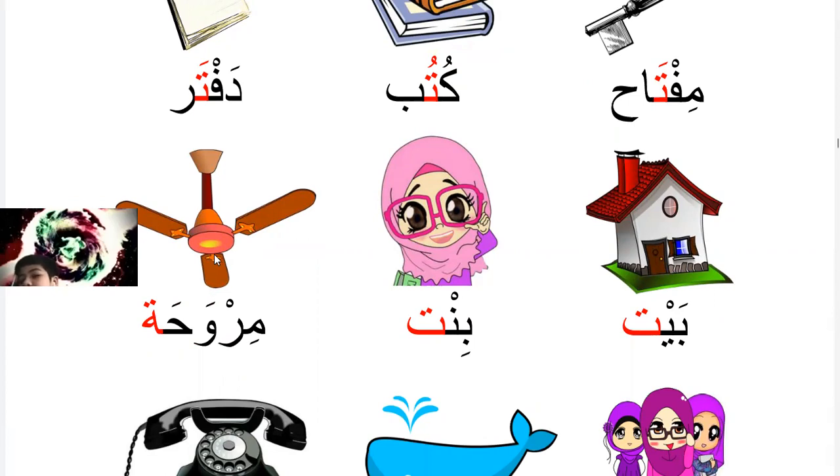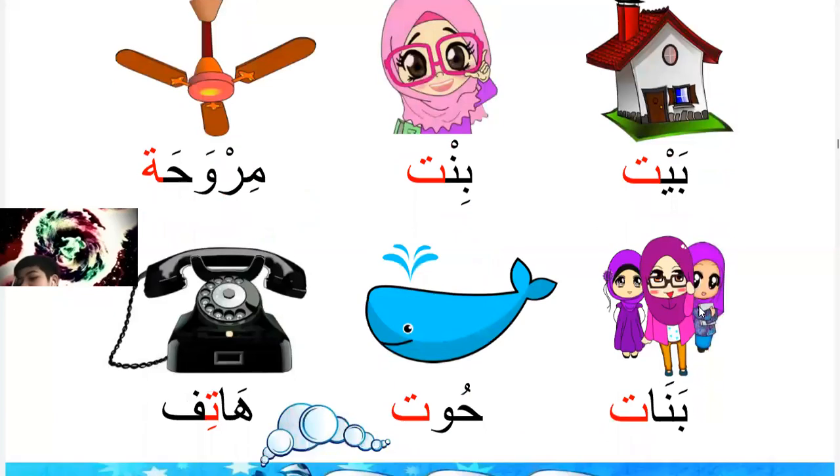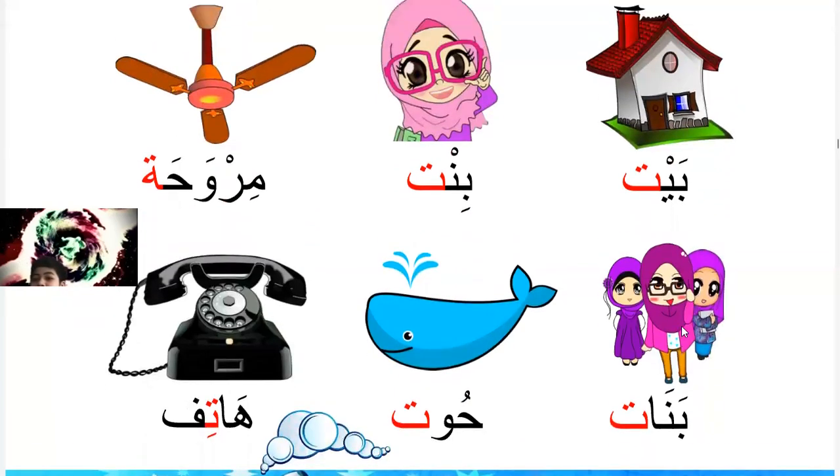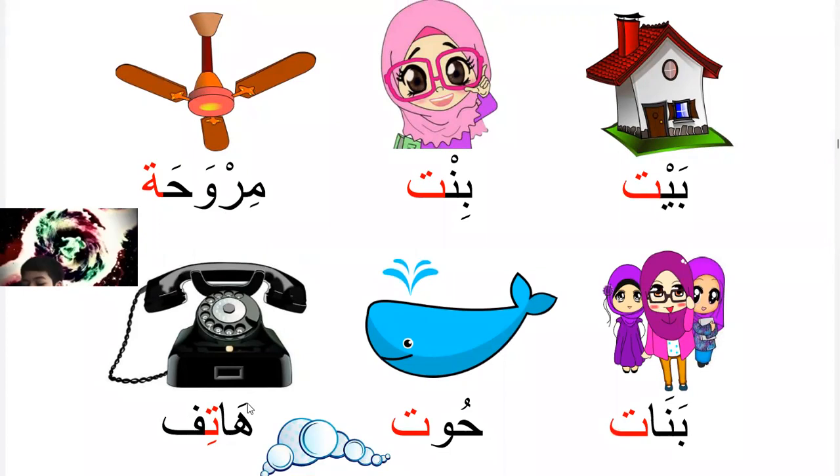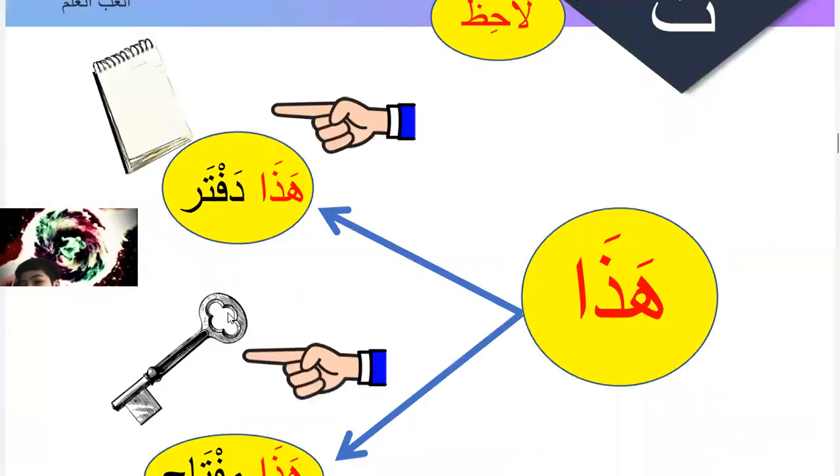Mirwaha. Fan. Good. Banat. Girls. Banat means? Girls. Good. Hoot. Whale. Good. Hatif, phone. Telephone, good.